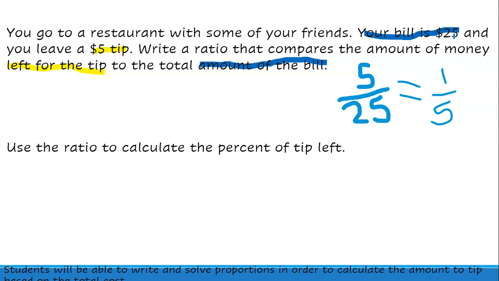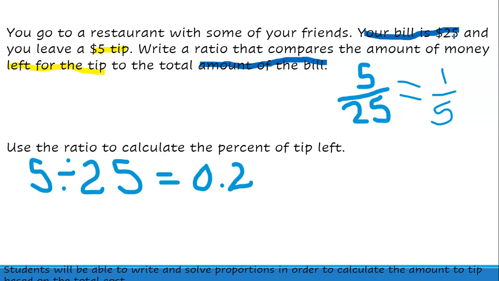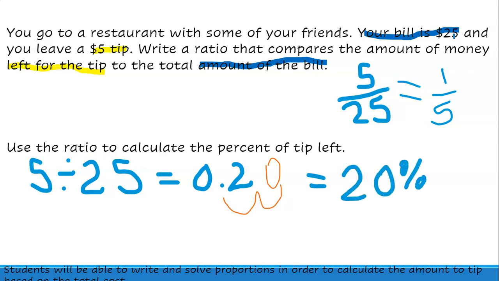Okay? Now we're going to use our ratio to calculate the percent of the tip left. Well, yesterday we converted fractions to decimals and decimals to percents. So to do that, we're going to use the ratio, which was 5 divided by 25 equals 0.2. And remember, when we turn a decimal to a percent, we draw our little cheeks, add the 0 in for a placeholder, and that tells us that we have a 20% tip.